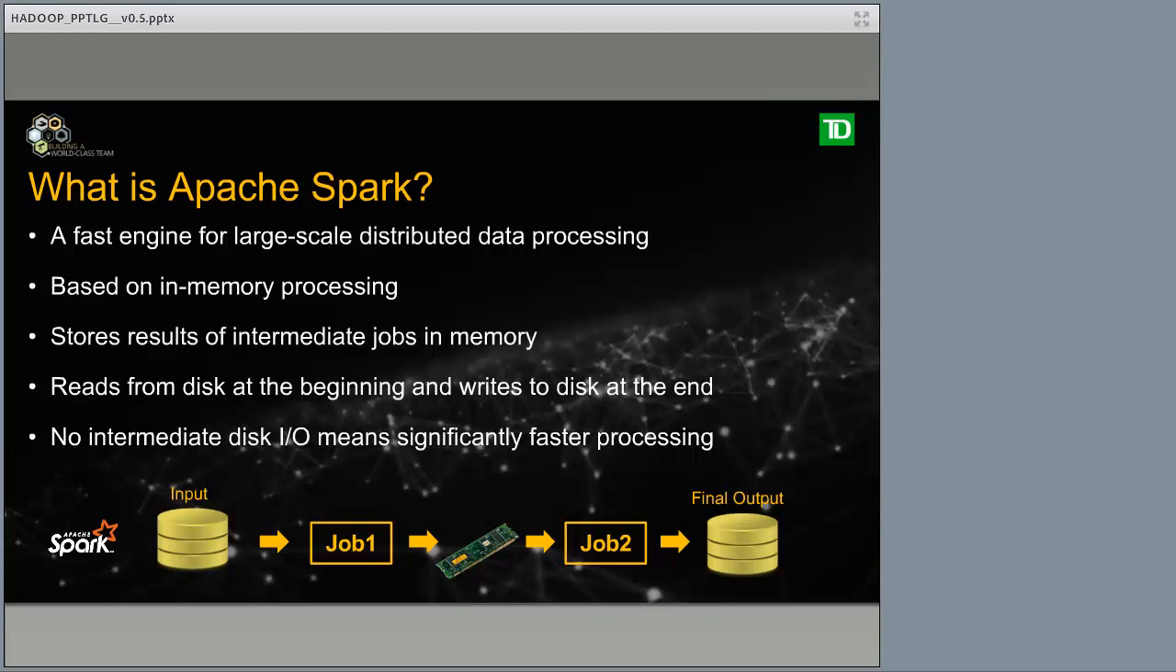What is Apache Spark? We've mentioned HEAT offers Spark, but why is it important? Spark is a fast engine for large-scale distributed data that uses in-memory processing. Spark reads from the disk, stores the results of intermediate jobs in memory, and then writes back to the disk at the end of the job. This is significantly faster than intermediate disk input-output, which was seen previously with MapReduce.